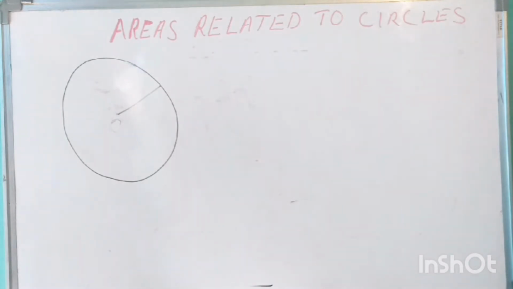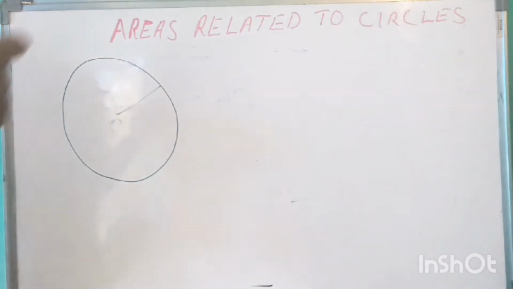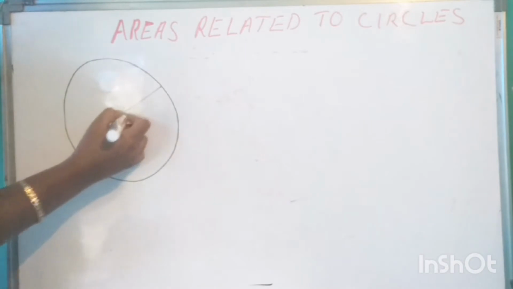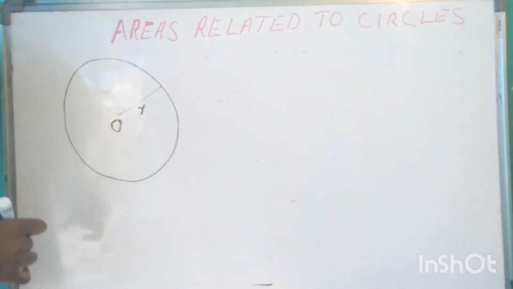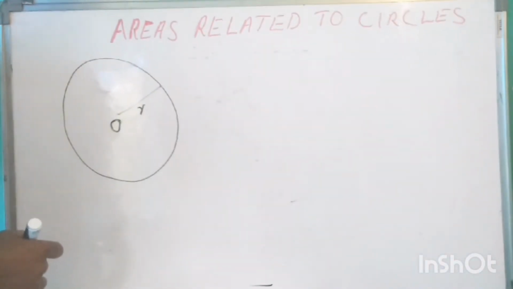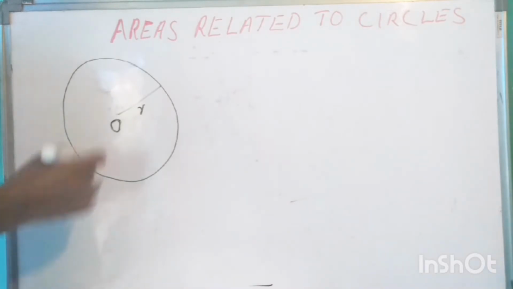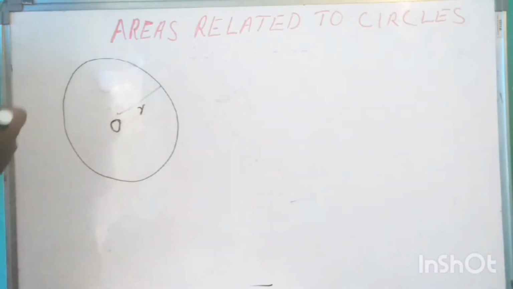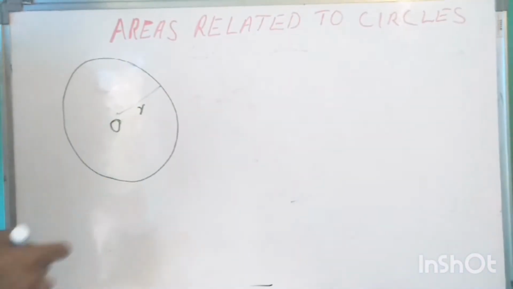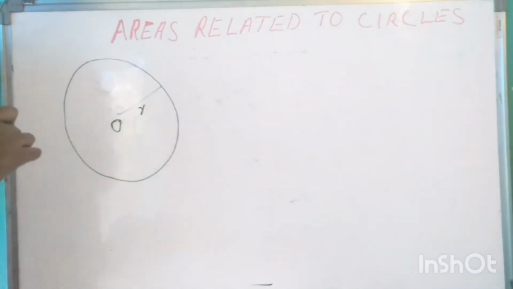And that fixed distance we will call the radius of the circle. So this fixed point is our center, and that fixed distance is our radius.